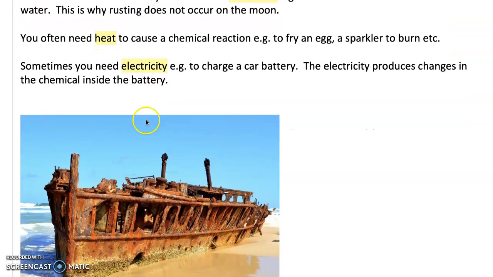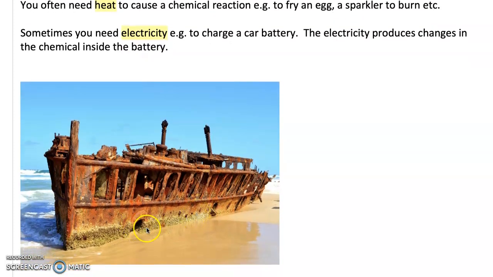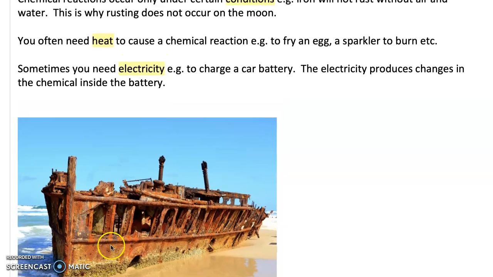So in theory, if this boat had got shipwrecked and half of it was buried under very, very thick mud and there was no moisture in there and there was no air getting down to it, it shouldn't rust. But of course, this part of the boat that's exposed is exposed to air and it's exposed to water, so over time it's gone rusty. Same sort of idea, the moon doesn't have an atmosphere, so there's no oxygen or water, things shouldn't rust on the surface of the moon.